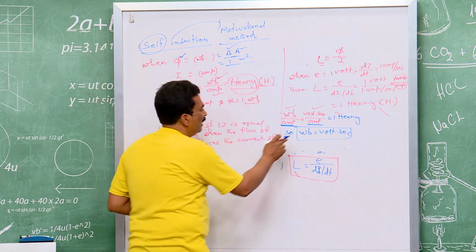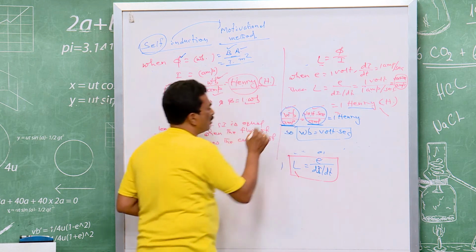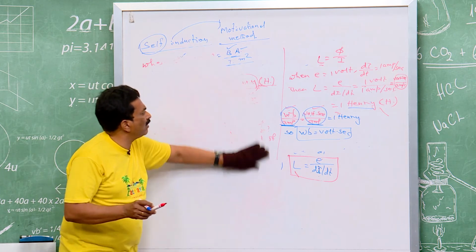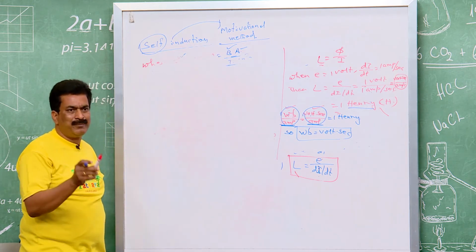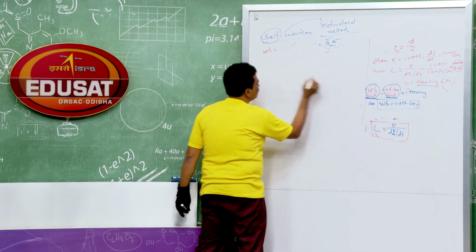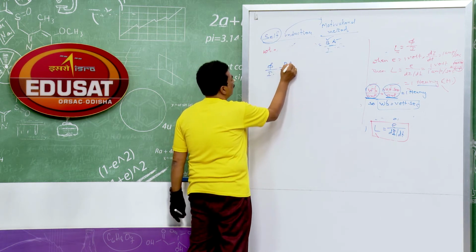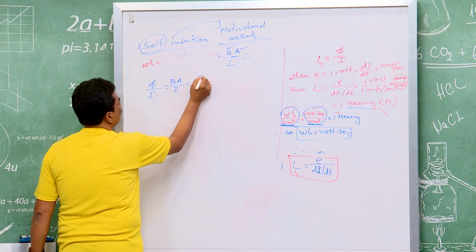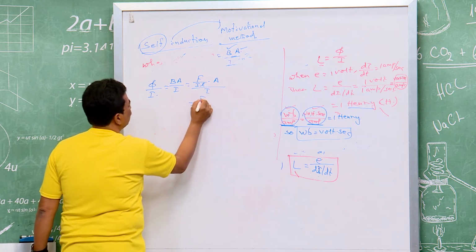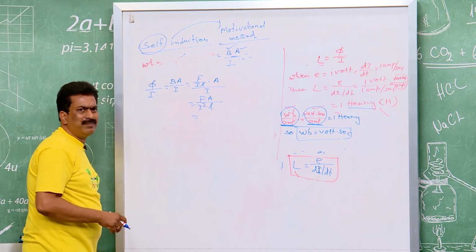So this Henry looks like volt second by ampere, and this looks like Weber by ampere, they have different names. But if they correspond to the same one, they must have the same dimension. So if you calculate the dimension, this is the Weber. Weber means phi by I. Phi is equal to BA by I. B is equal to F by IL, into A by I. That is equal to F A by I square L. Now put each and every dimension.